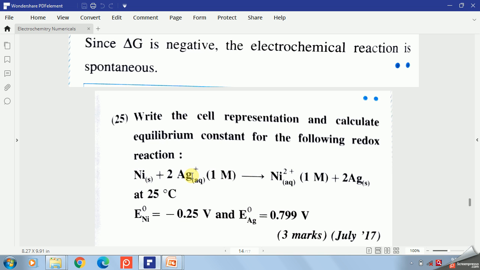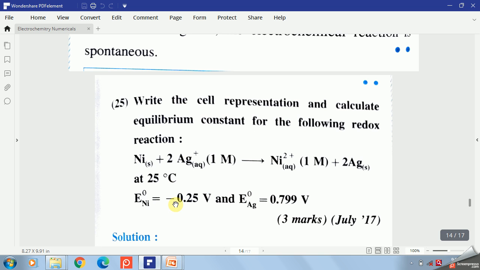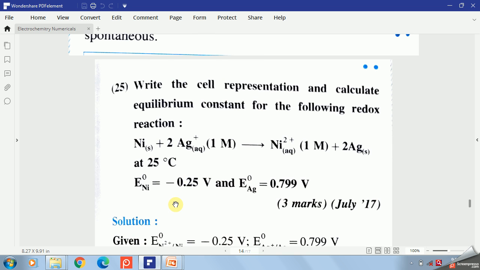Okay, Ag is 1+. So Ag+ accepts 1 electron to give Ag. 2 Ag+ accept 2 electrons to give 2 Ag. So here is gain of electrons, a reduction reaction, and reduction takes place at the cathode. So your Ag is the cathode. How will you write the cell representation? The anode is on the left-hand side and the cathode is on the right-hand side.